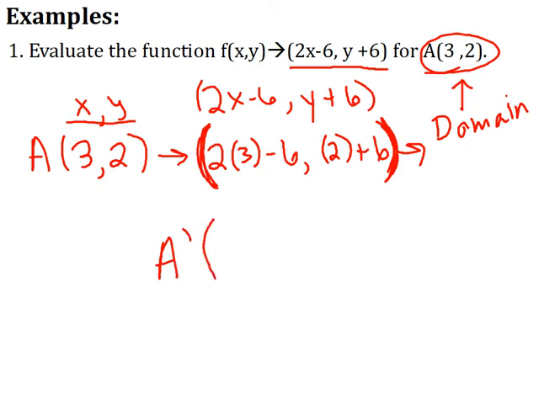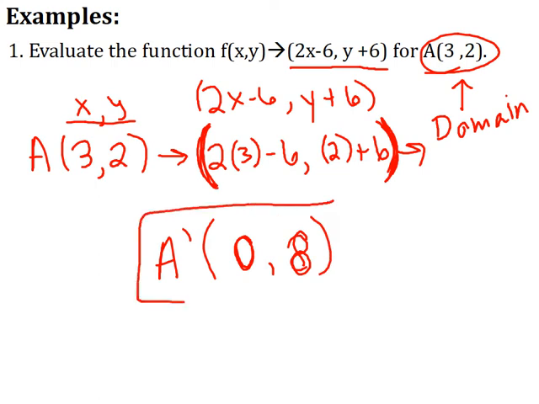2 times 3 is 6. Take away 6 is 0. Using order of operations, and 2 plus 6 gives me 8. So we have successfully evaluated that function. And if I'm given A, I know I have to end up with A prime. We always have both of those points with our problem.